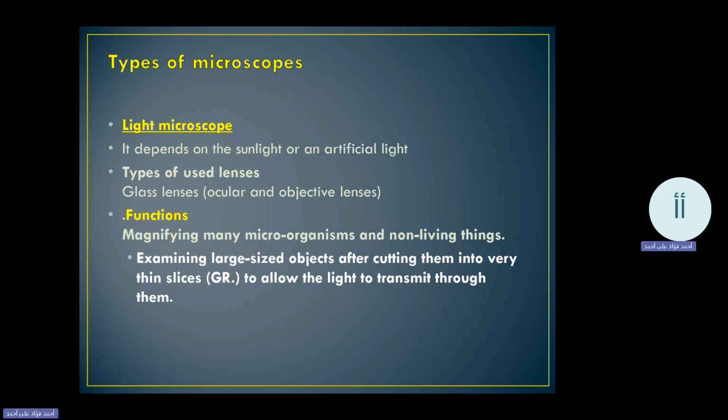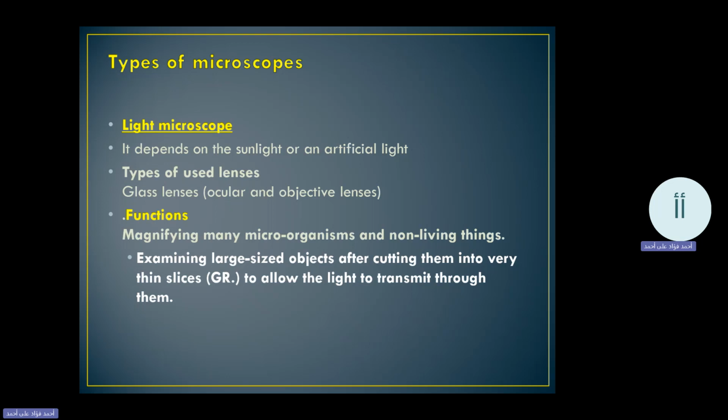We have here two types of microscope: a light microscope and electron microscope. What's the difference between a light microscope and the electron microscope? Let us first talk about the light microscope. من اسمه كده معناه ان هو هيعتمد على ايه؟ هيعتمد على a beam of light. It may be a sunlight or artificial light.